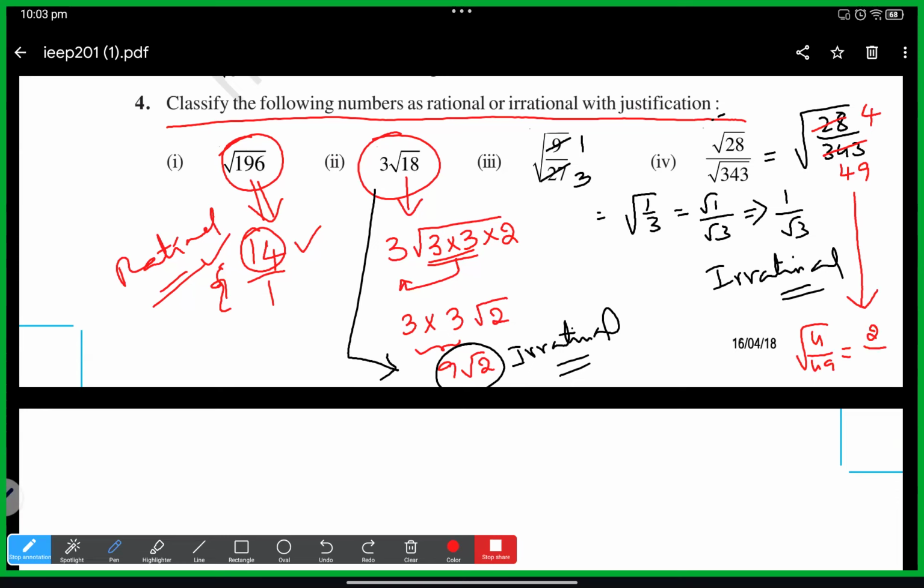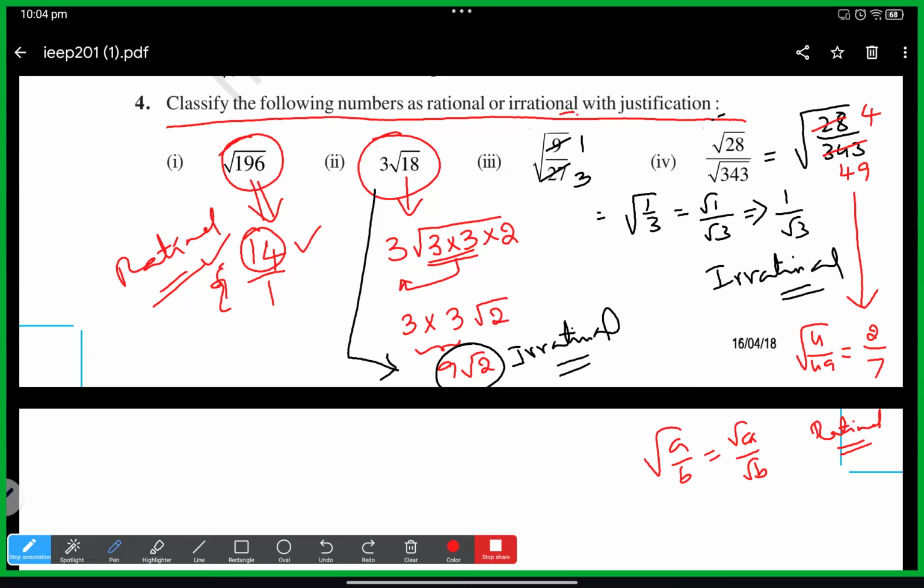But we have to check, because root of a by b is equal to root a by root b. So it's 2 by root 49, which is 7. So when we apply the square root to the numerator and denominator, it's finally rational, because it finally came in the form of p by q where p and q are integers. So the third one is going to be 1 by root 3, which is irrational.